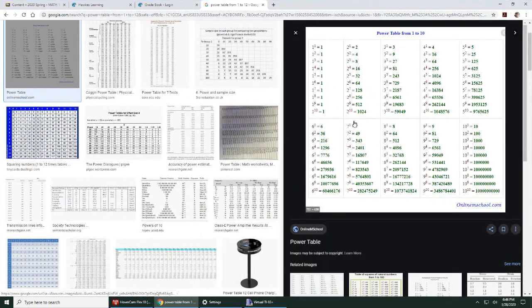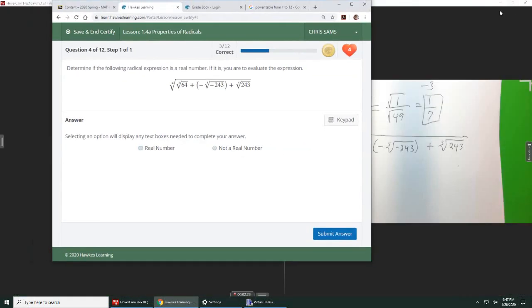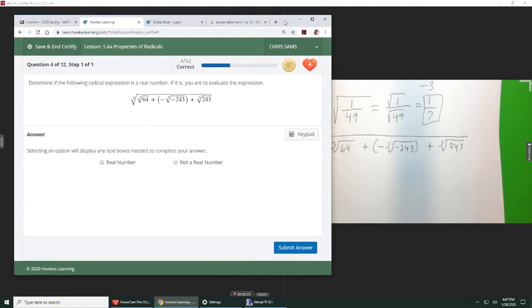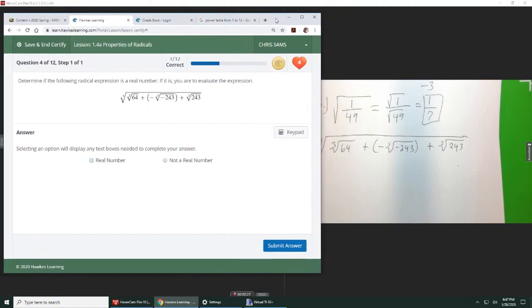So let me look at this power table. So I want to see anything to the third that equals 64. Okay, 4. So that tells me the cube root of 64 is going to be 4 because of the third power, 3 times. I also want to look at the 5s. So to the 5th power was 243, and that would be 3. 3 to the 5th power, 243. Okay, so I'm going to be using those 2 terms to evaluate this big monstrosity of a radical.